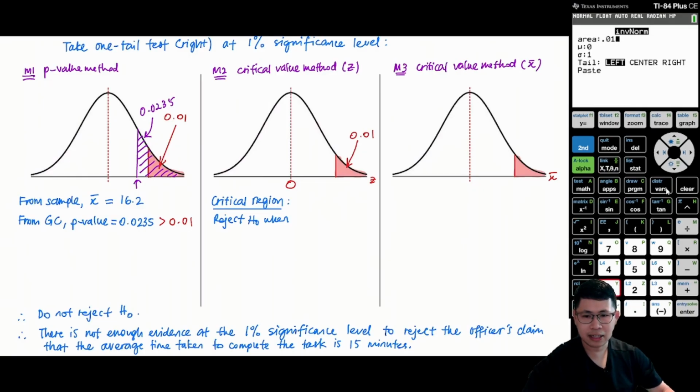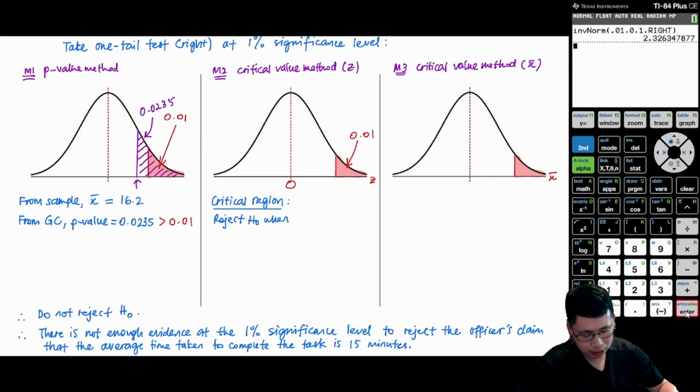So the area is 1% or 0.01, standard normal distribution with mean 0 and standard deviation 1. We are going to take the area on the right. We calculate this to be 2.33, or if you want to be a bit more exact, 2.326. So reject H naught when the Z is greater than 2.326, or Z calculated.